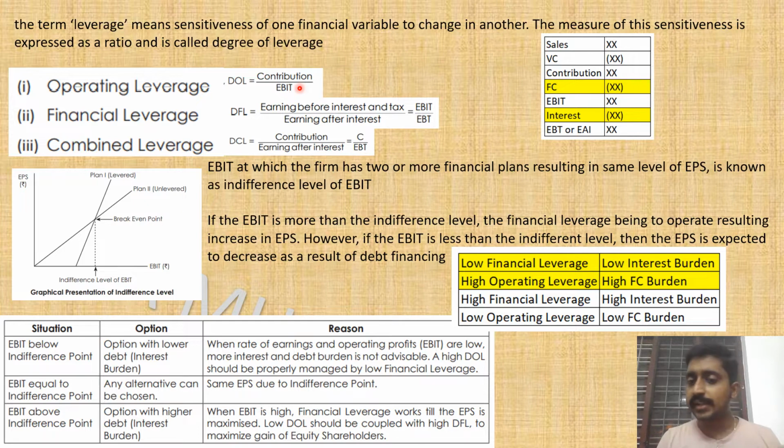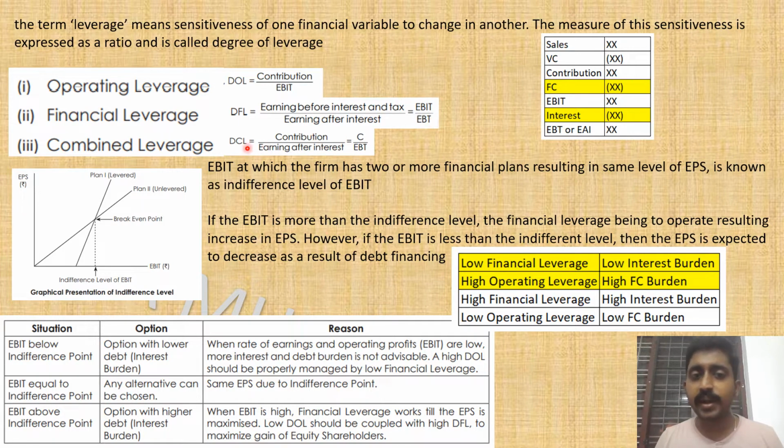Fixed cost is nothing but the cost of your operations, the fixed expenses for your operations, and that's why it is called operating leverage. Now, financial leverage: earning before interest and taxation minus interest gives you earning before taxes. The interest portion, which I have highlighted in yellow, sits between the one above and the one below, and that gives you the degree of financial leverage, which is EBIT divided by EBT.